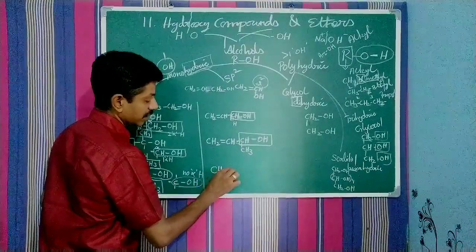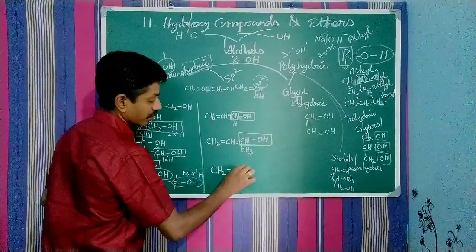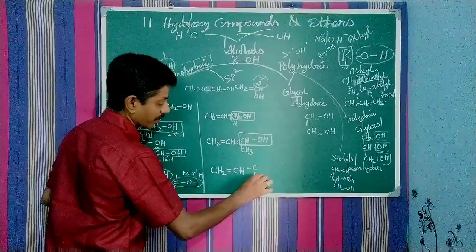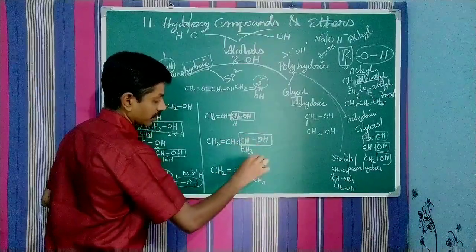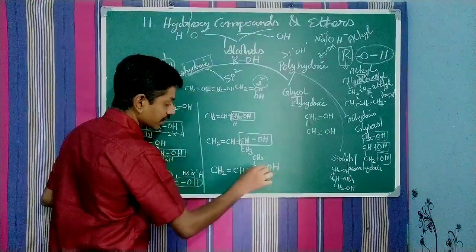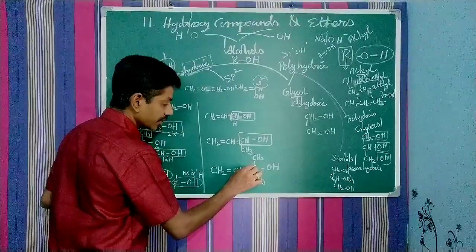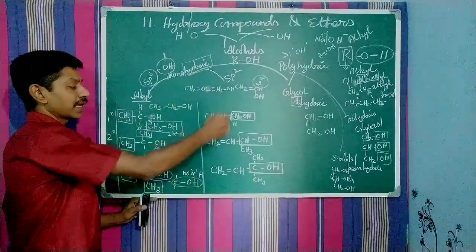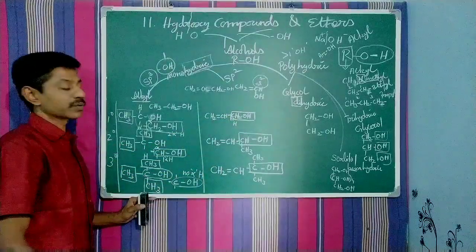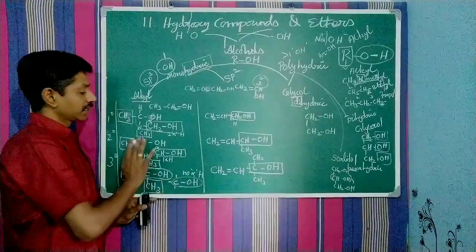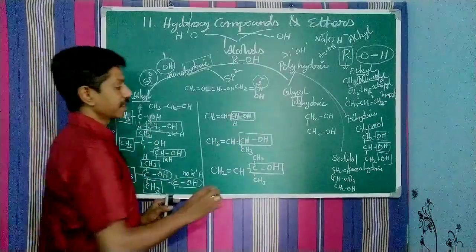And as a secondary allyl alcohol combination. Next, in the place of this hydrogen I go for one more methyl group on the top. The OH is attached to a tertiary carbon. So in allyl alcohols also we have primary, secondary and tertiary. Let the compound be like this, we will be learning.